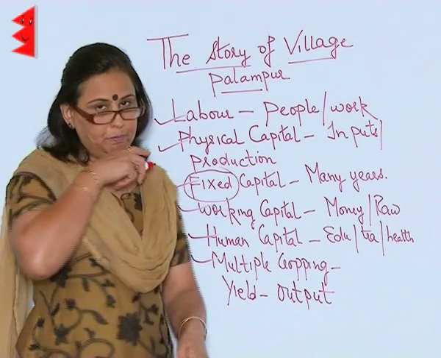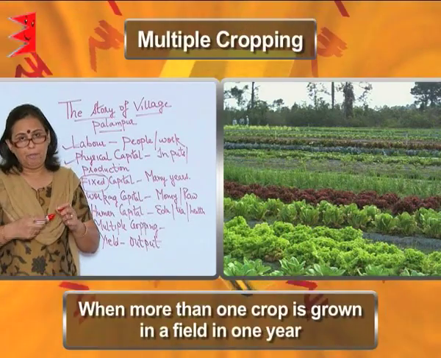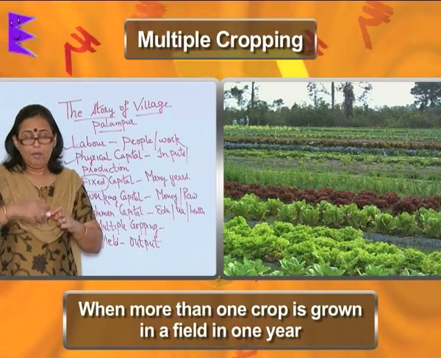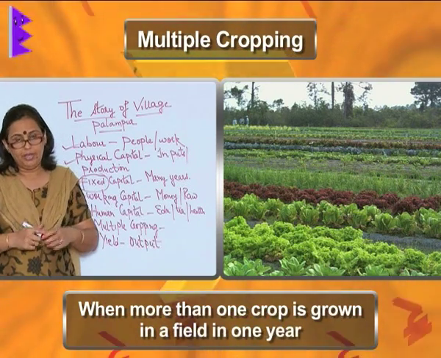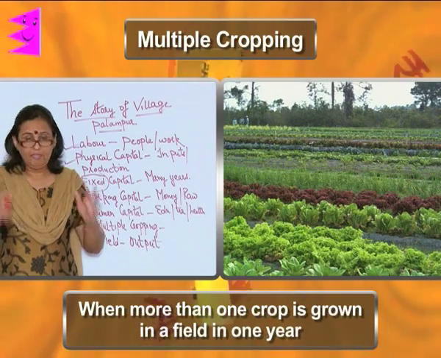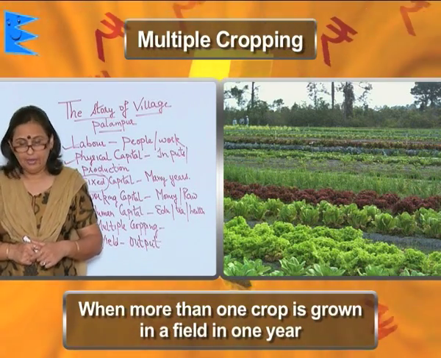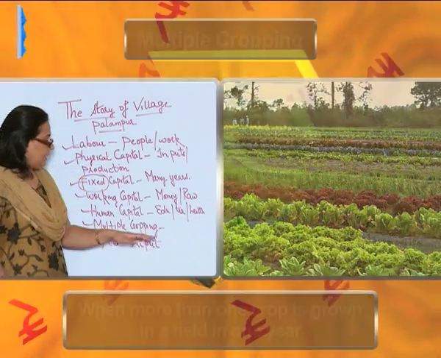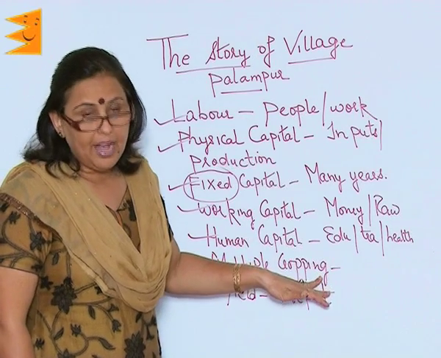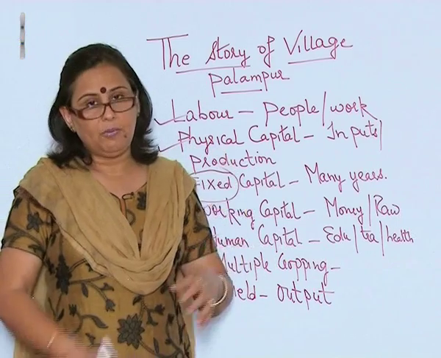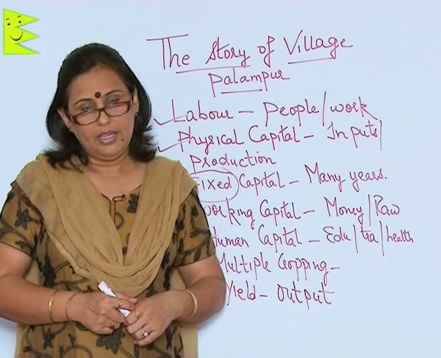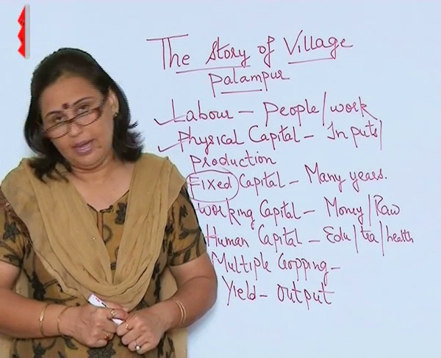Multiple cropping. Multiple cropping means when more than one crop is grown in a field in one year, that's called multiple cropping. This is generally being done in the advanced villages of India, especially Punjab and Haryana.